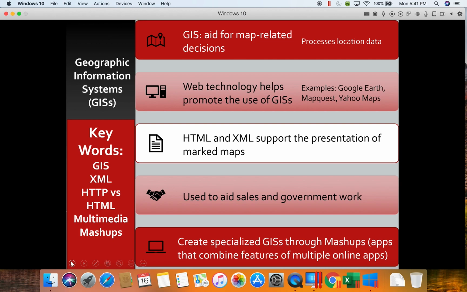That concludes Chapter 10 from the Management Information Systems text.